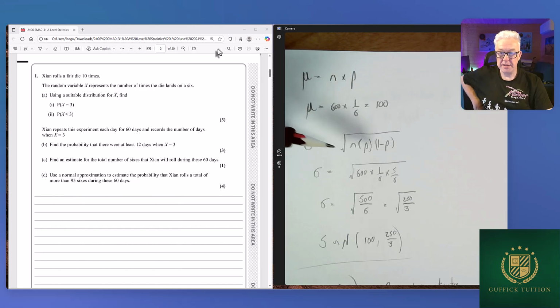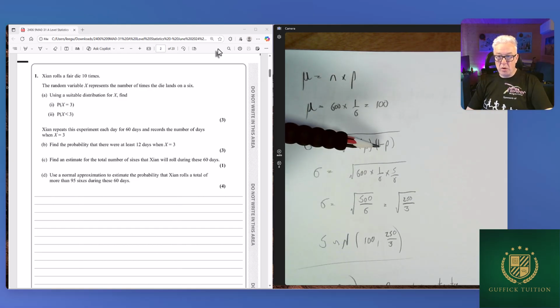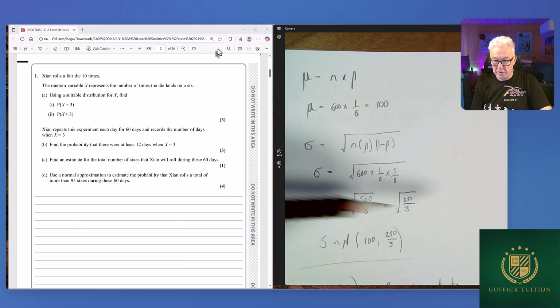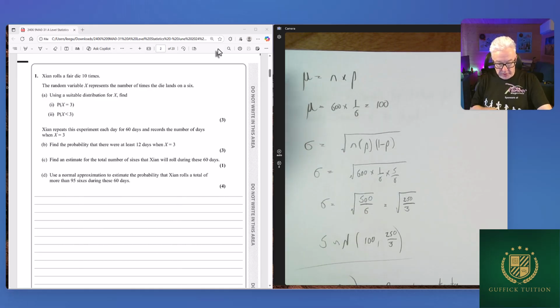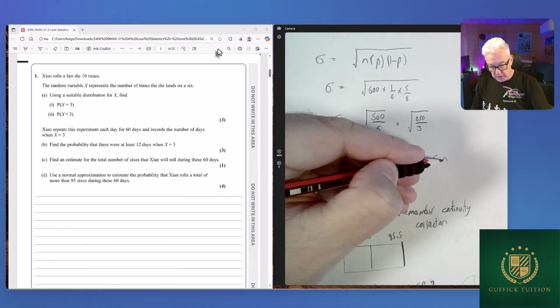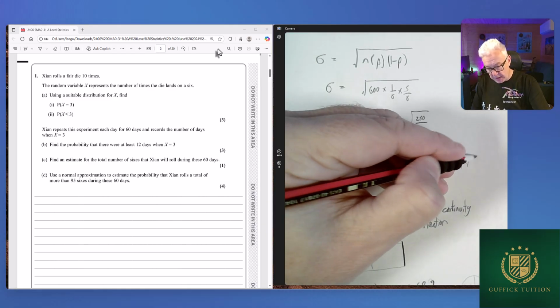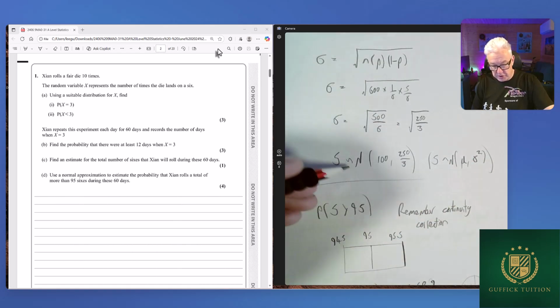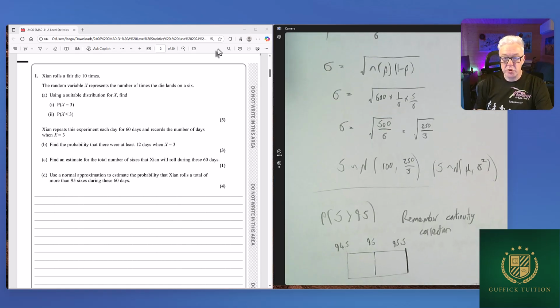Our n is 600, our p is 1/6, and so 1 minus p is 5/6. So we work that out, and our standard deviation is going to be the square root of 250 over 3. So when we put that into our normal approximation, remember that a normal distribution is N of mu and sigma squared, that's what it would look like. So that's our new distribution.